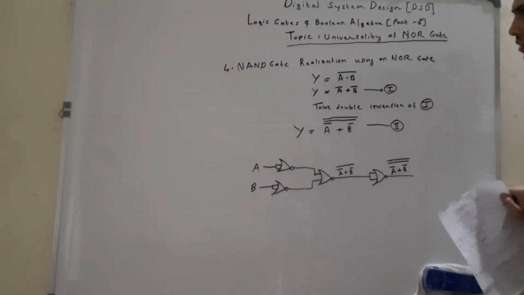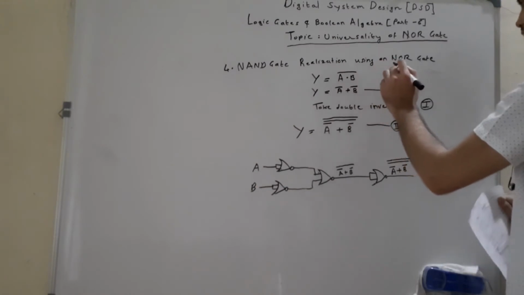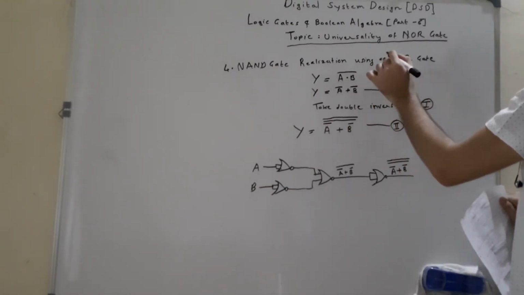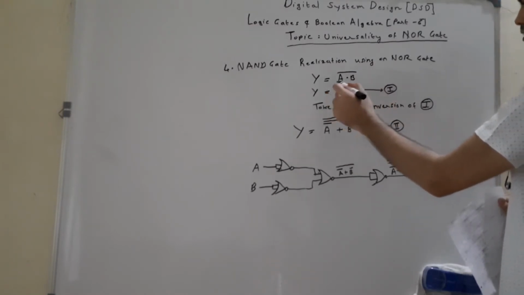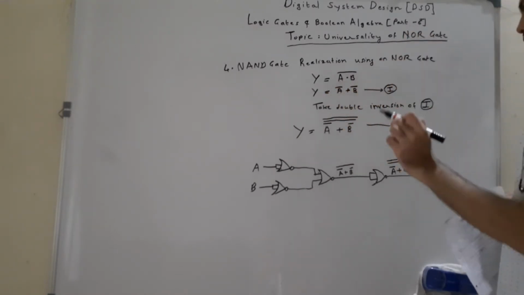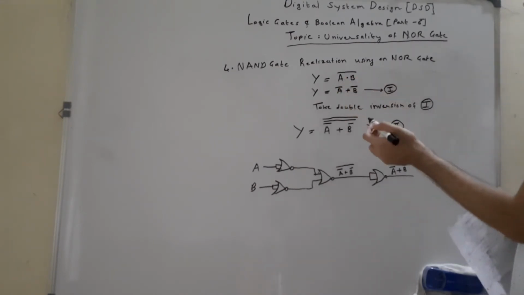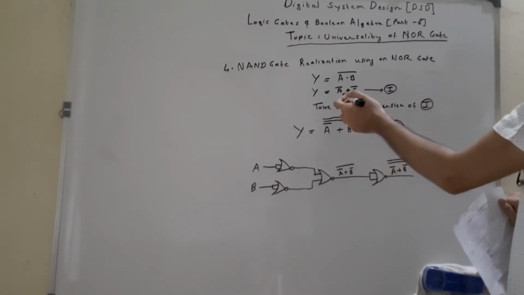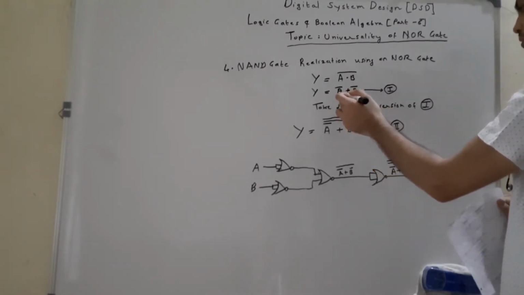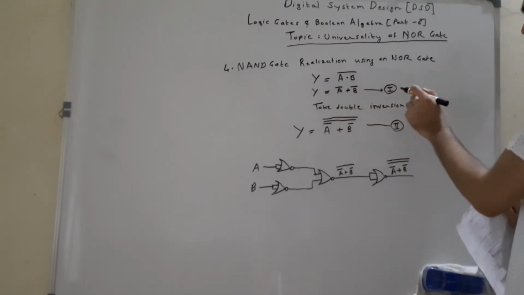Now let us move on to realize a NAND gate using only NOR gates. So this is what I have written over here: NAND gate realization using a NOR gate. What is the logic expression for a NAND gate? Y is equal to A dot B the whole complement. As per De Morgan's theorem, we write Y is equal to A bar plus B bar, and we denote this as equation number 1.